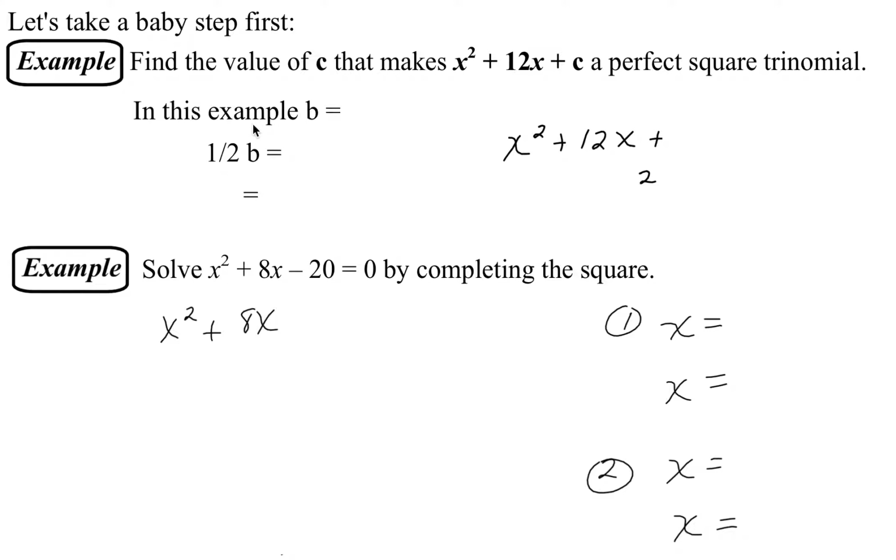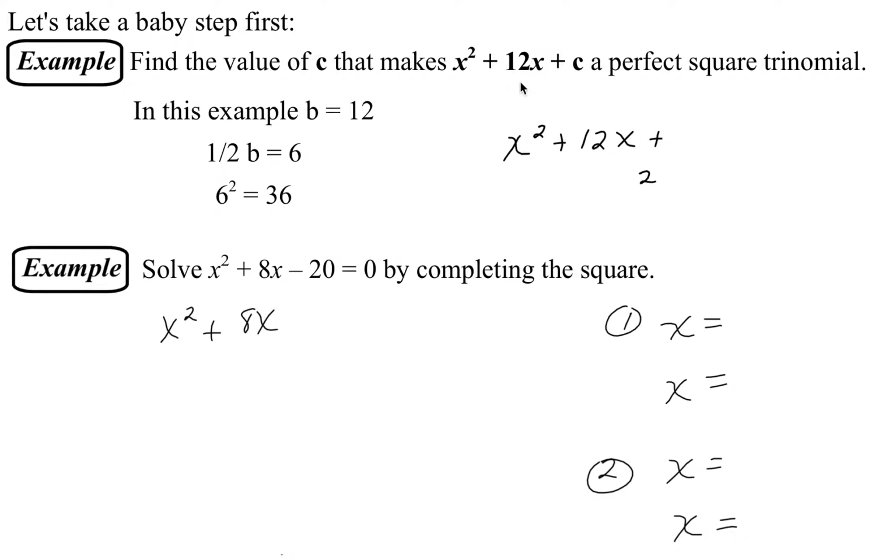So let's take a baby step. The first thing I'm going to have you do is be able to find a value of a trinomial that will force it to be a perfect square. So in this example, b is 12, right? It's the coefficient in front of the linear term. So half of 12 is 6. And then we want to square that. 6 squared is 36. So this is the number we add to both sides.